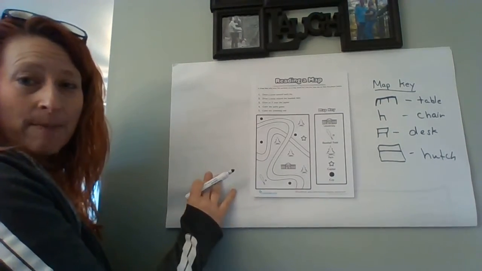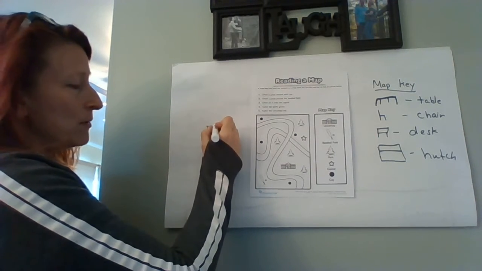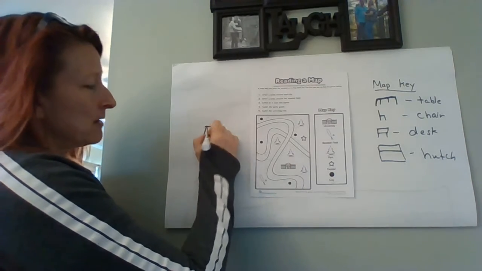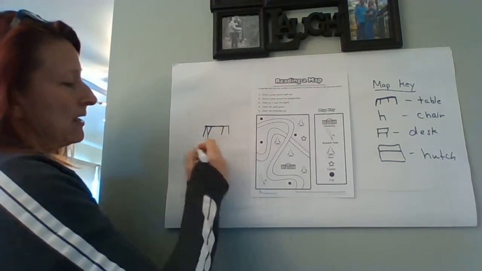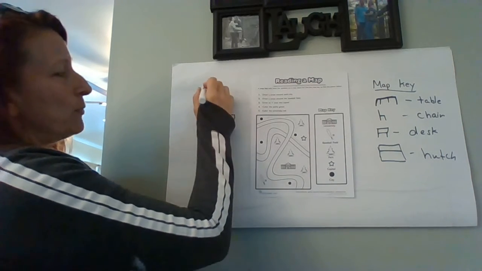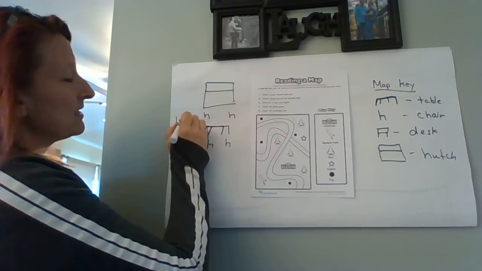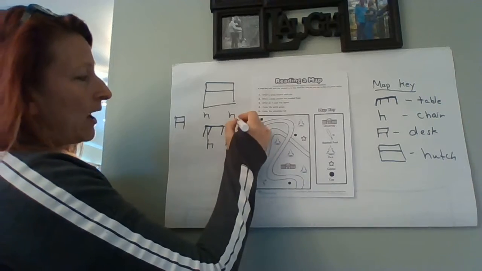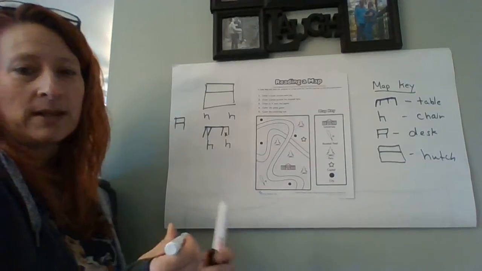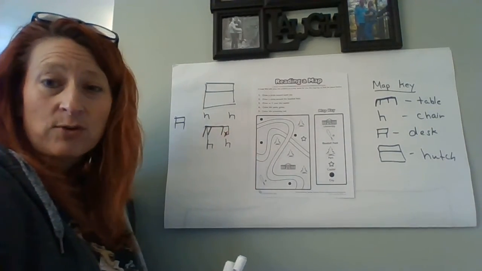This would be my map, and maybe I would put my table. Let's do it this way. My table this way. And then I would put a couple chairs. And then I would put my hutch. And then I would put my desk. And maybe I would say, okay, I'm going to put my X marks the spot. I'd change my color, put X marks the spot. That's where the treasure was.